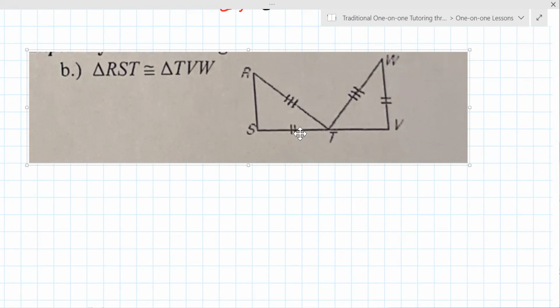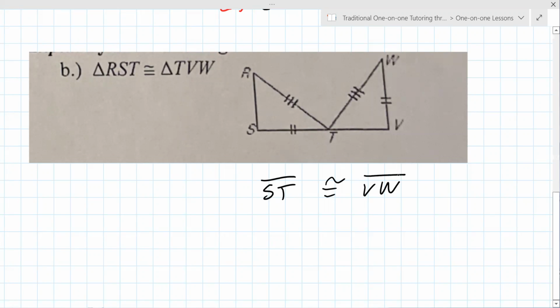Which means I think I know. RSWV. So S to T is congruent to V to W. Yep. That's right. And then R to T. Wait a minute. Wait, what? How? Well, they both have the 2 lines. Oh, okay. Thank you.